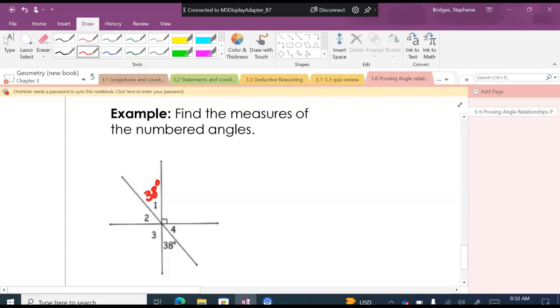Now, there is one other pair of vertical angles that I can go ahead and answer the measure of. Would it be angle 2, angle 3, or angle 4? Which one can I go ahead and tell you what the measure of it is without having to do any math? Angle 3 is vertical to which angle? The right angle. So what would angle 3 be? 90.